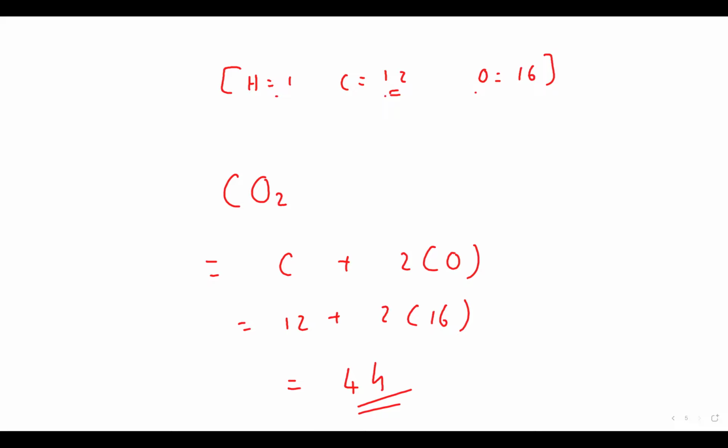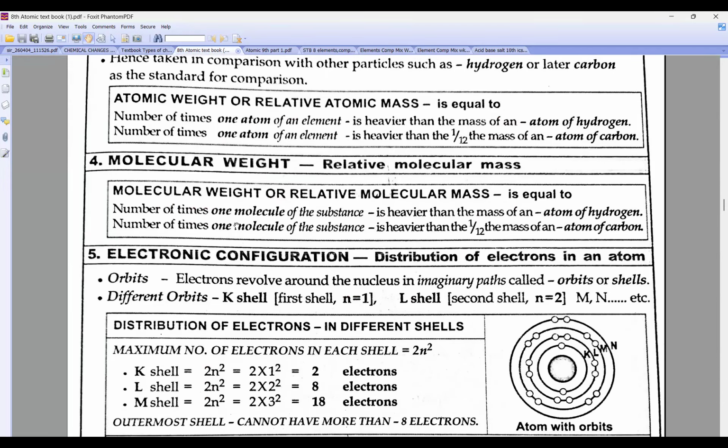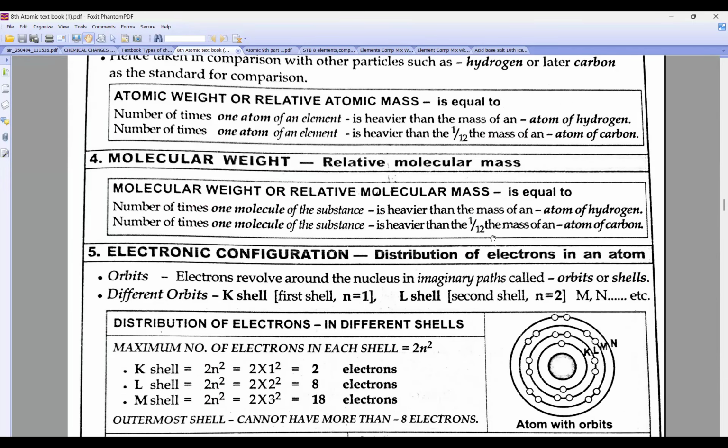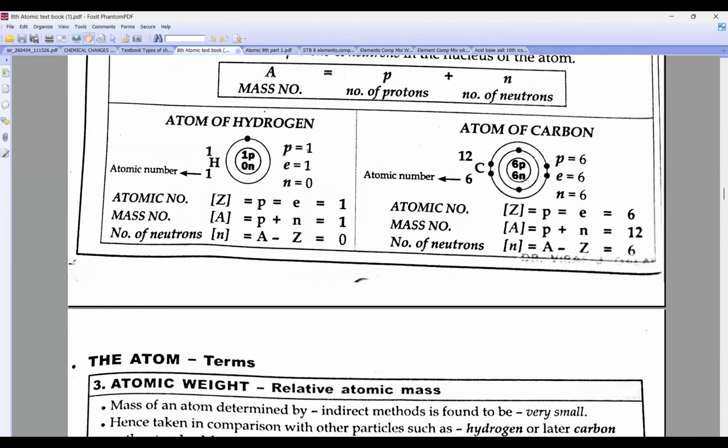This is the mass of an atom, but you should always write 1/12 the mass. So it is the number of times one atom of an element is heavier than 1/12 the mass of an atom of carbon. And here, one molecule, 1/12 the mass of carbon. Clear? Are you getting it?